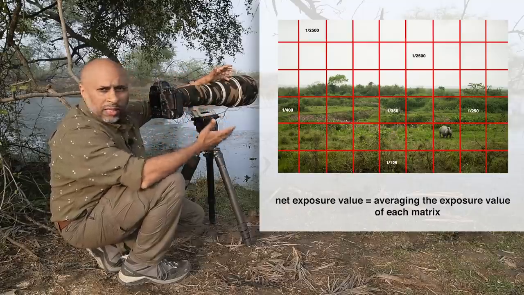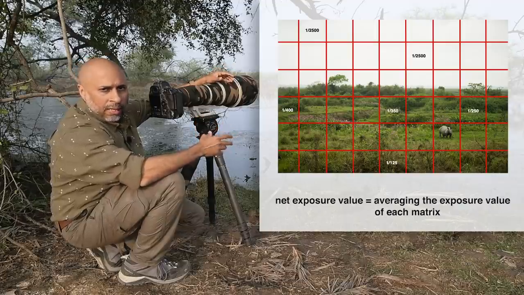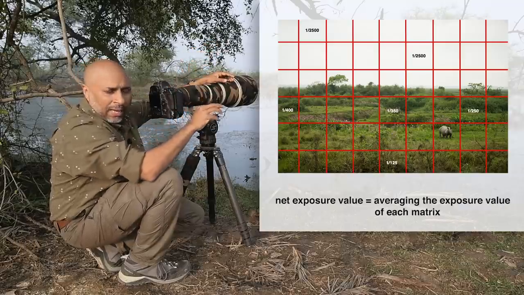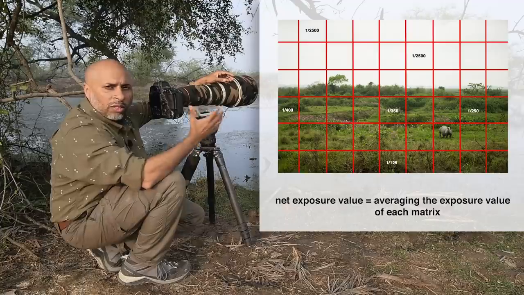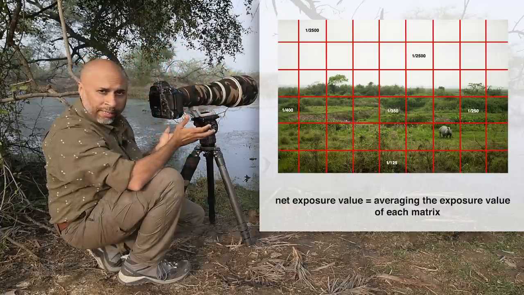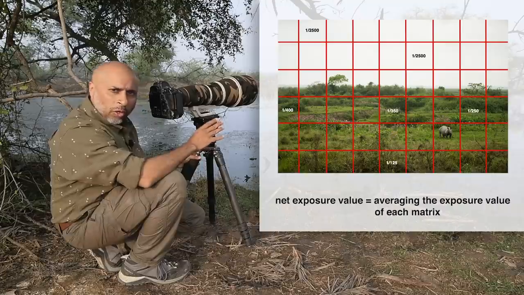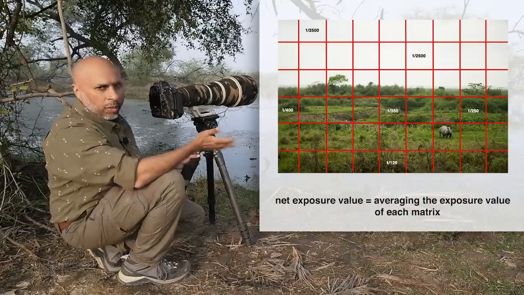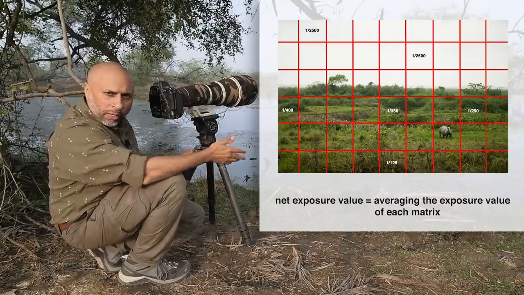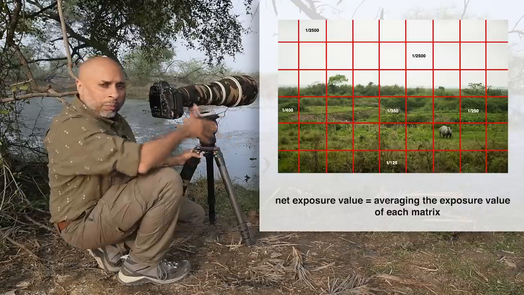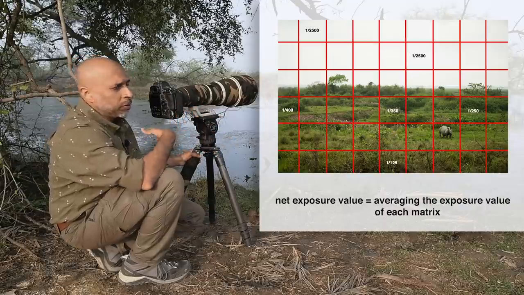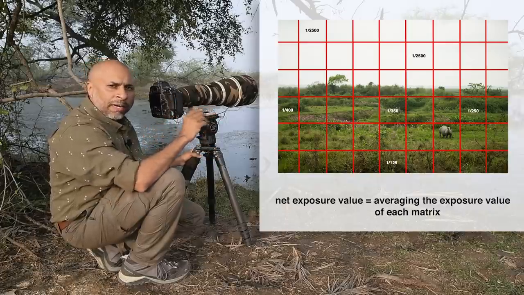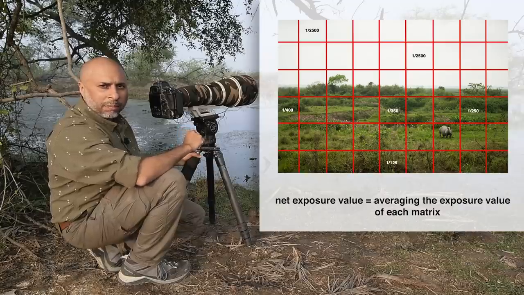One of the good things with evaluative or matrix metering is that you can look at your entire scene visually, try to average out the overall tonality of the scene, and then use exposure compensation at minus one stop, minus two thirds stop, minus one third stop, or for Nikon and Sony users, it's minus 0.3, minus 0.7, minus 1.3, minus 1.7, minus two stops. Same thing on the plus side. So this is how evaluative metering, or matrix metering, or even multi-segment metering works.